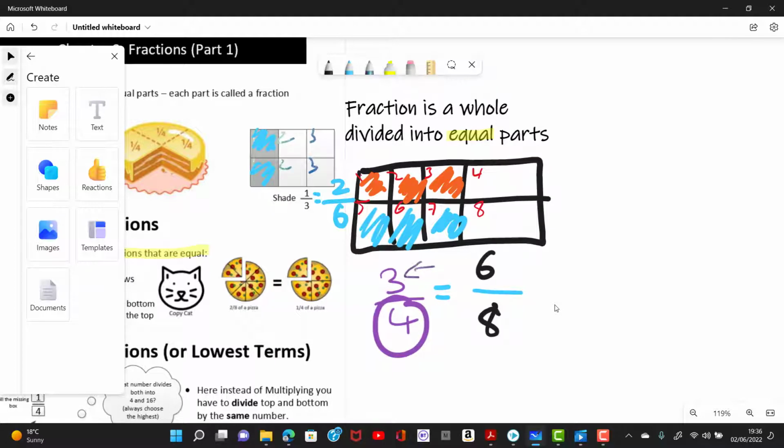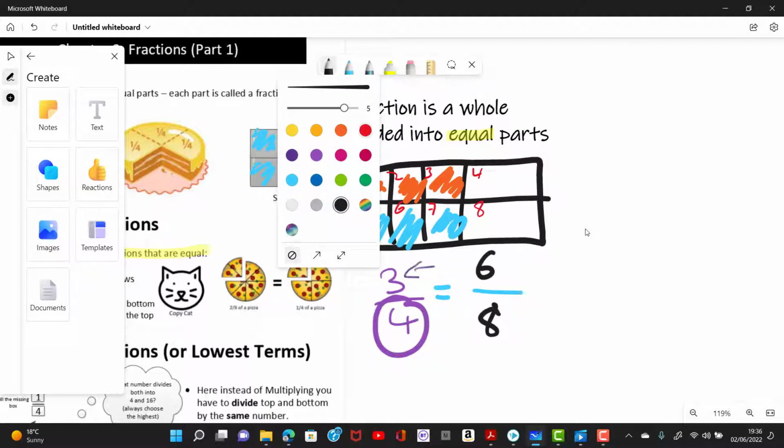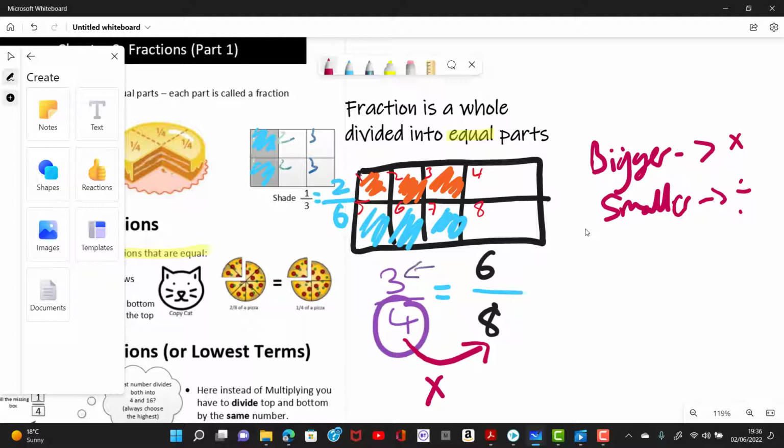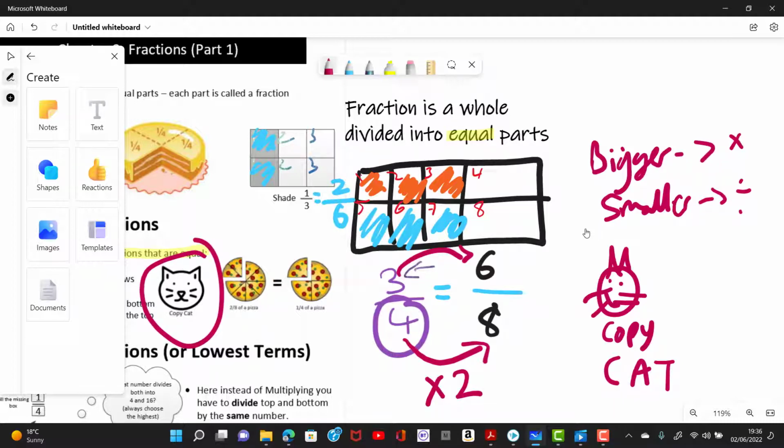Now, how does that work? Let's use the mouse again and choose red. To get from here to here, it's getting bigger. Remember, bigger means times, and if it's getting smaller, you have to divide. So it's getting bigger, so we times. What do we times 4 by to get to 8? We times by 2. Now the top is what we call a copycat. The top and bottom both copy each other. It's just like in the diagram here.